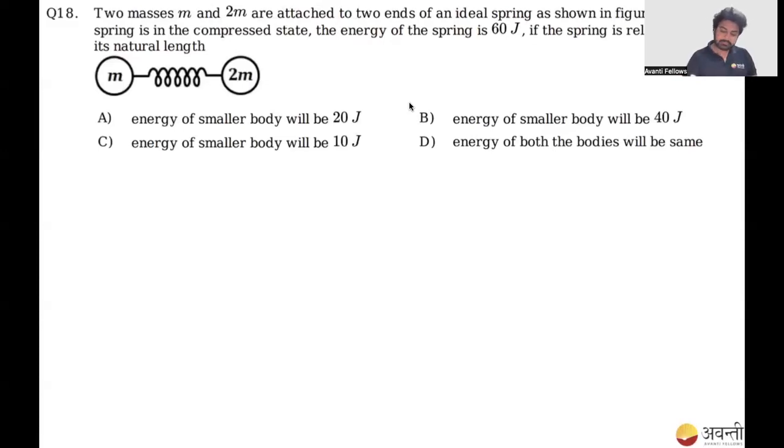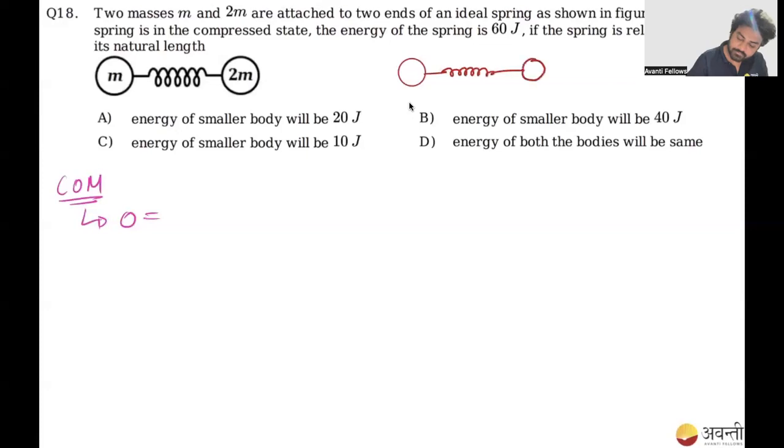Okay, so first of all, let's apply conservation of momentum. I am writing COM. This is not center of mass, this is conservation of momentum. So what was the initial momentum? Initial momentum was zero, because it was compressed and stopped. What was the final momentum? Let's say the final condition of these two balls is somewhat like this. These two balls will be having some velocities, right? Let's say v1 and v2 of masses m and 2m.